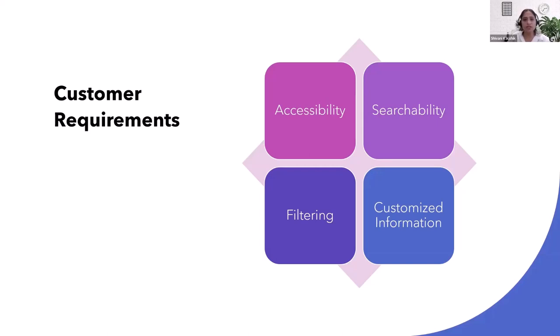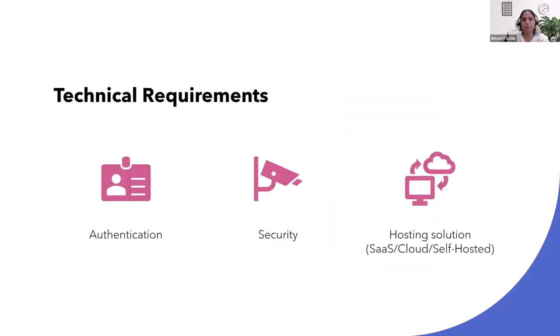Or maybe filtering. They want to filter content based on their requirements. Or maybe customized information. They need customized information. For example, they just want topics that are required to accomplish a task and not the whole manual. So you need to think about these as well.